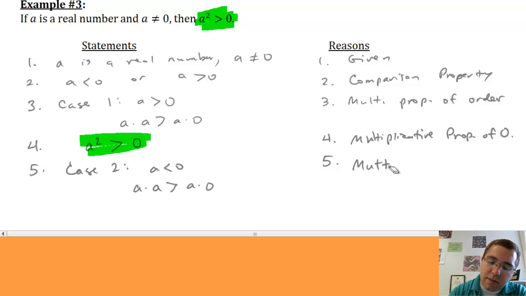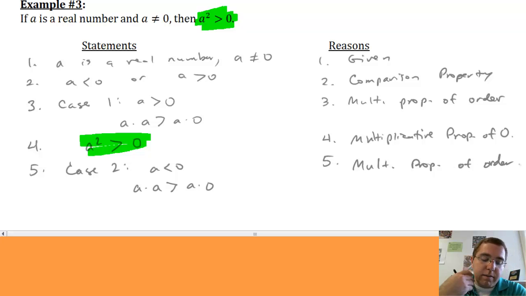The multiplication property of order. I'm sorry. If we multiply by a positive number, it does not switch the sign. If we multiply by a negative number, it does switch the sign. That's all this is telling us.